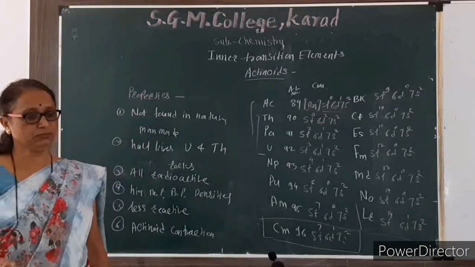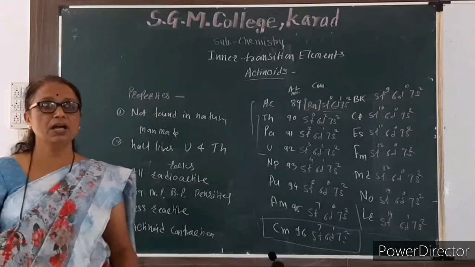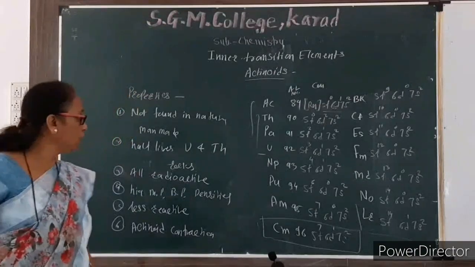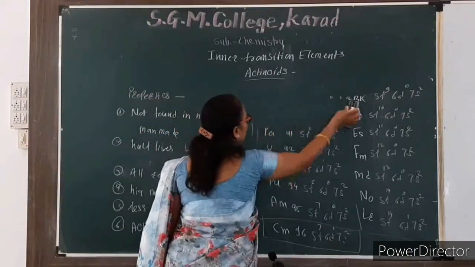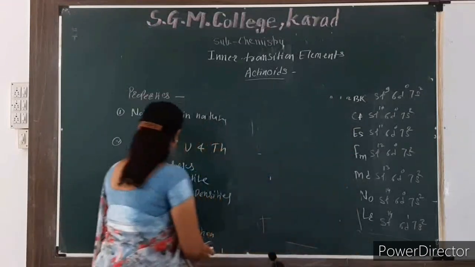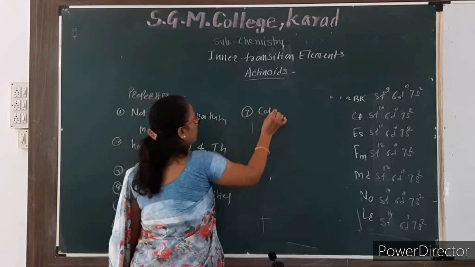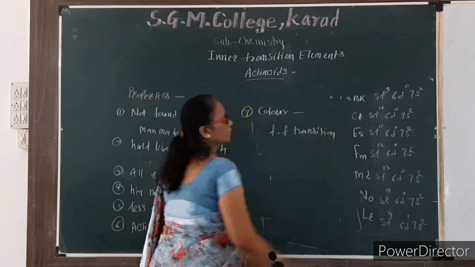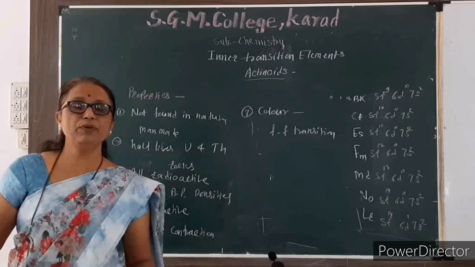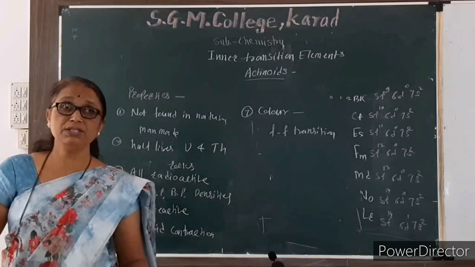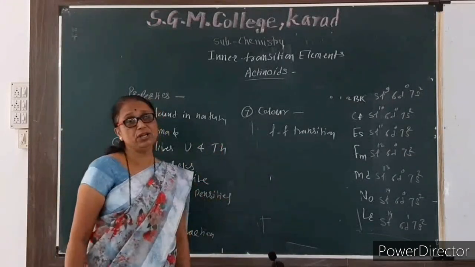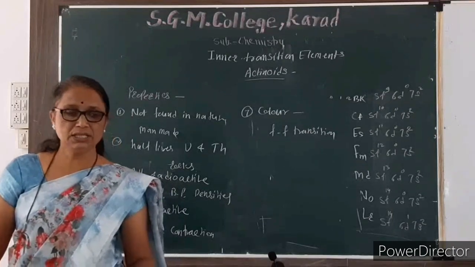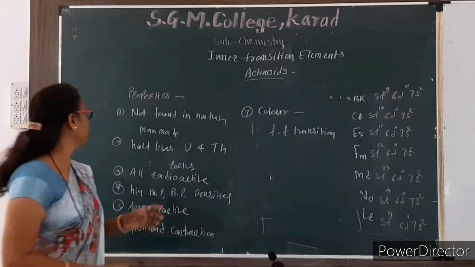Some of the actinoid ions show color, and this color is deeper than in the lanthanides. The color of the actinoids is due to f-f transition, similar to the lanthanides. In lanthanides also the color is due to f-f transition, and in actinoids also. But some actinoid ions are deeply colored, while lanthanide ions are faintly colored or pale colored. These are some properties of actinoids.